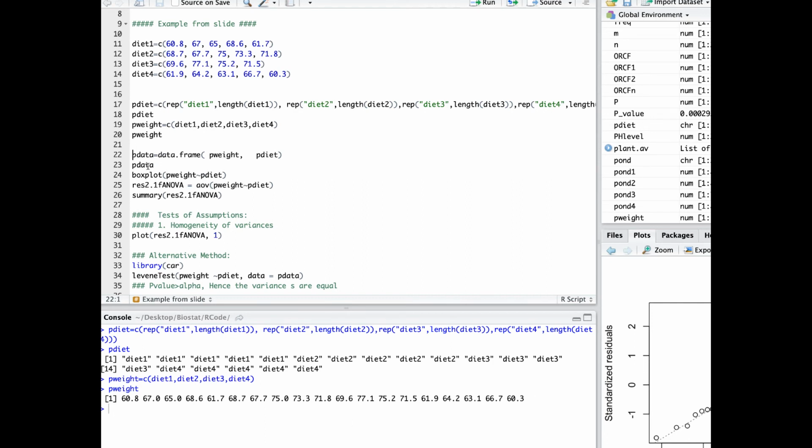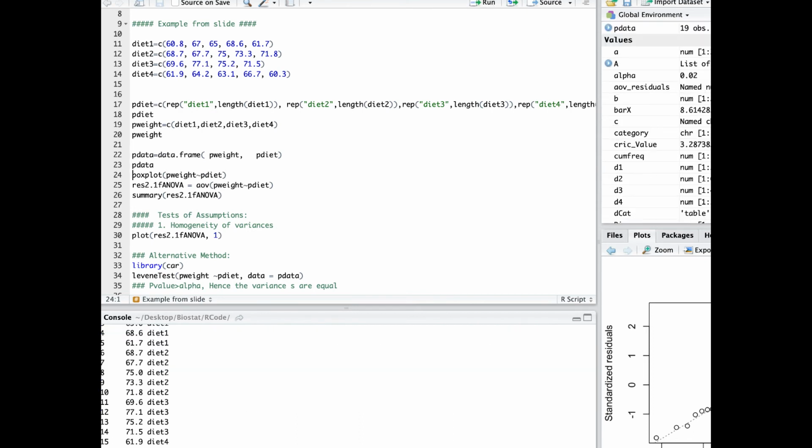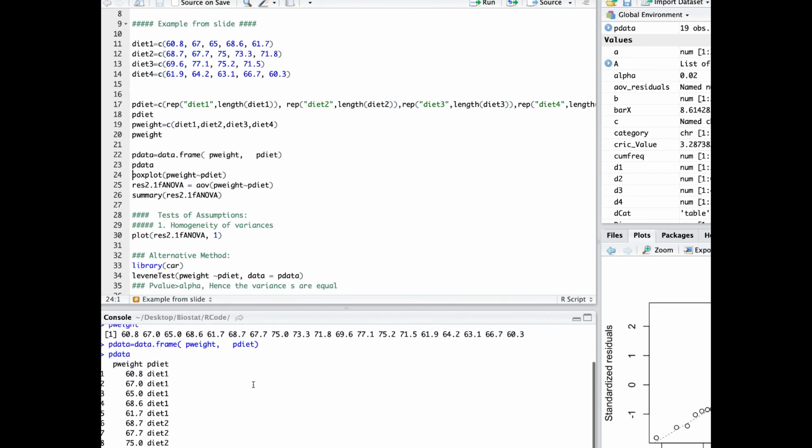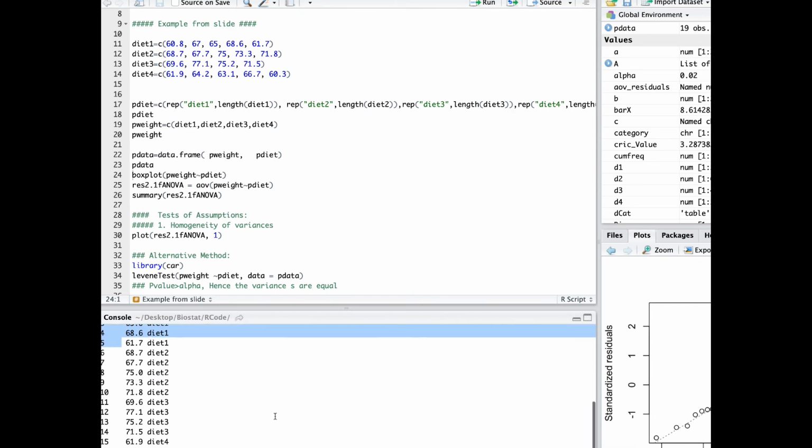What I did here is I did p data, or the peak data, equals data dot frame peak weight comma peak diet. Let us do that. I am displaying the p data. How does that look? See, it changed into the format that I had for the plant growth. 60.8 is diet one. So up to here they are all diet one, right? After that, diet two, and then diet three, and so on, and diet four.